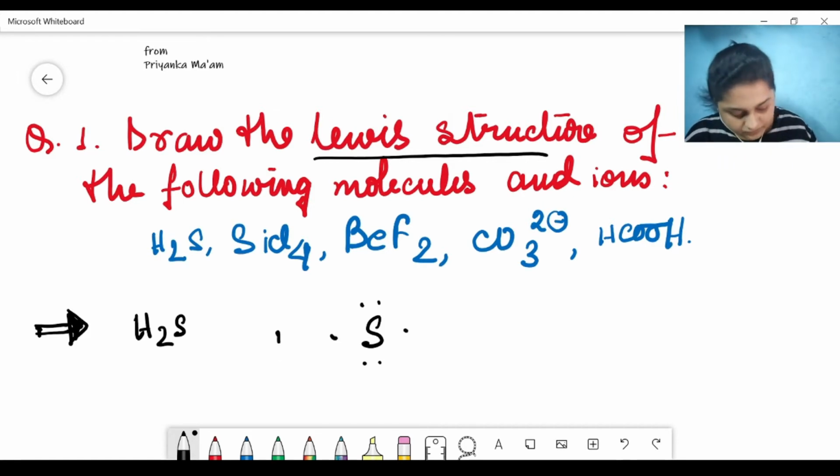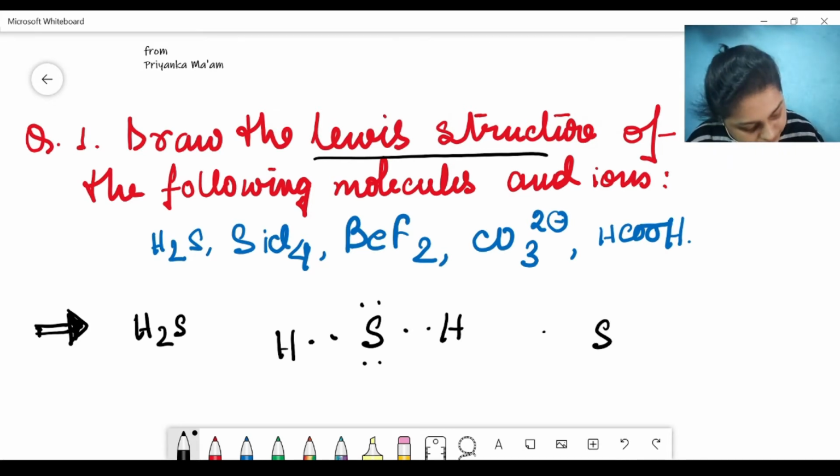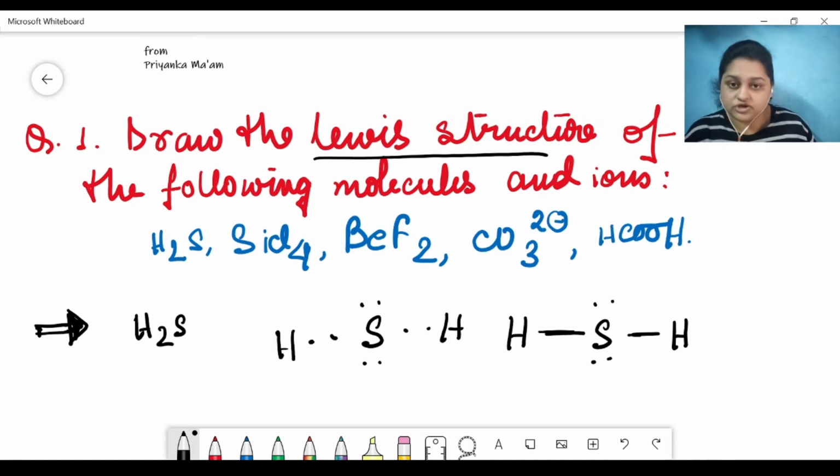2 hydrogen atoms will each give 1 electron, and thus will form this structure of H2S, in which all the atoms have their octet filled, and doublet filled for hydrogen. Sulfur has 2 lone pairs and 2 bond pairs comprising a total of 8 electrons, and each hydrogen has a total of 2 electrons.